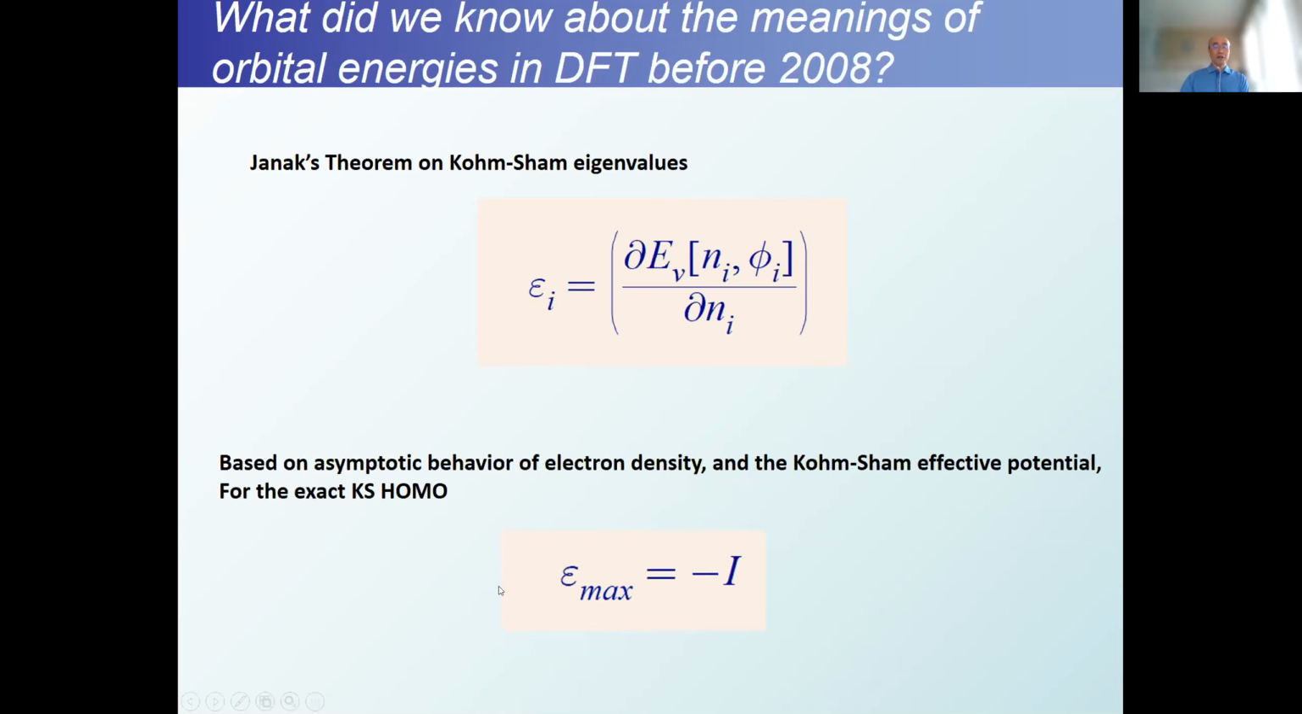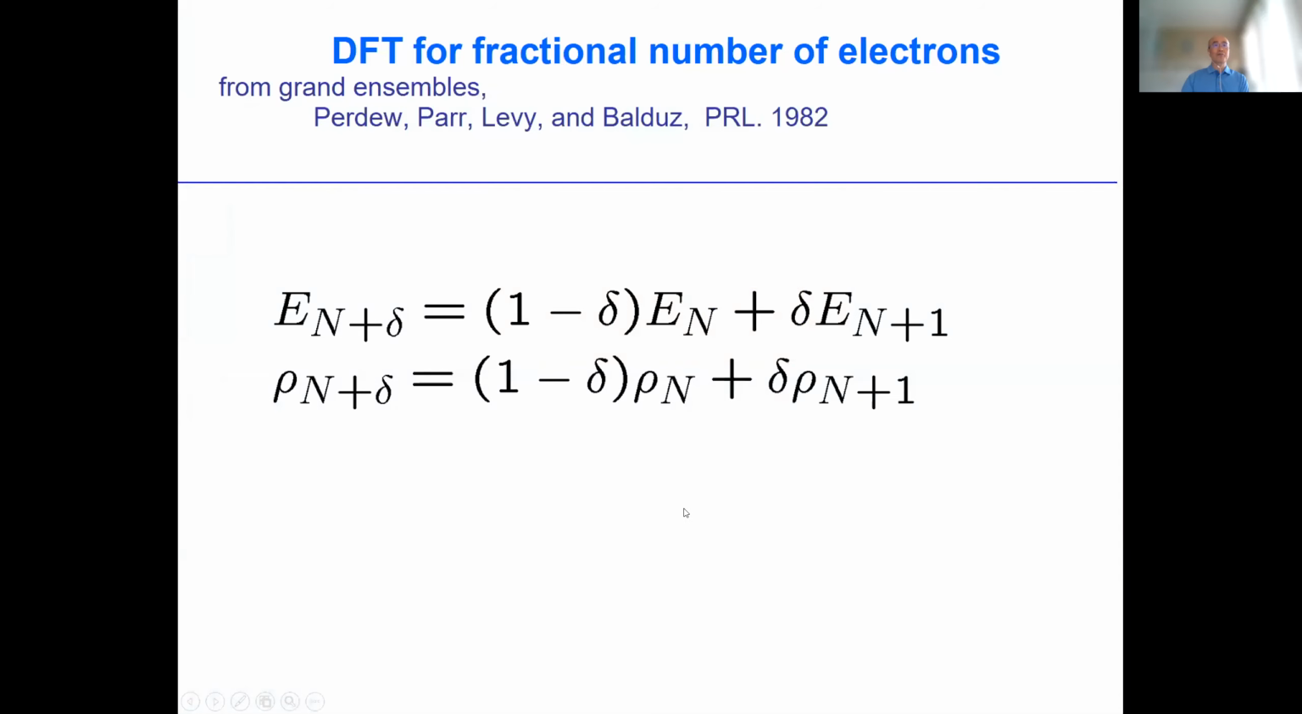Then there is also, based on asymptotic analysis, you assume the Kohn-Sham density is exact, and the density has to behave asymptotically for a finite system exponentially, and then the maximum Kohn-Sham eigenvalue has to relate to minus the ionization energy. So based on asymptotic analysis alone, this can be concluded for the exact Kohn-Sham theory.